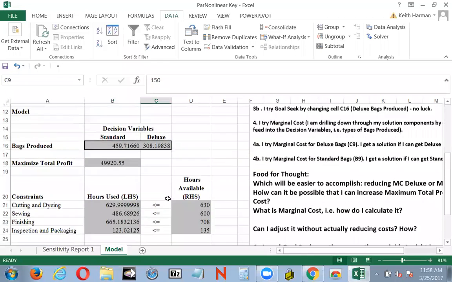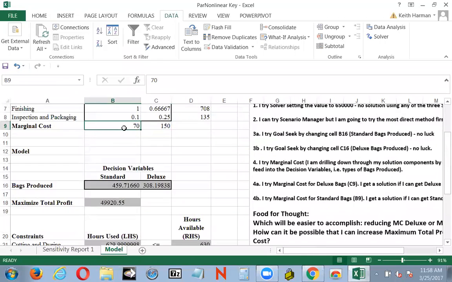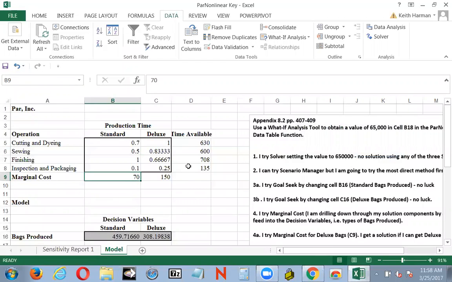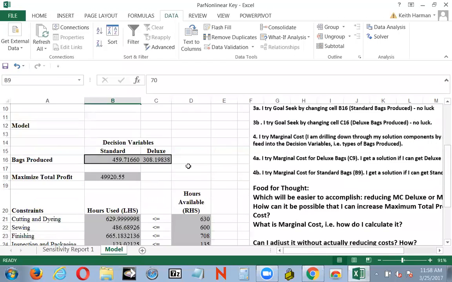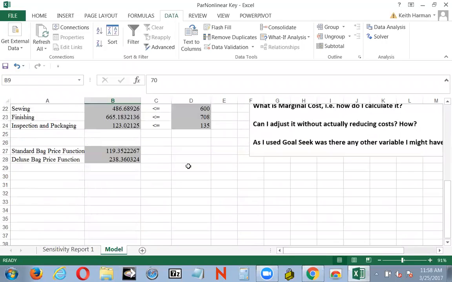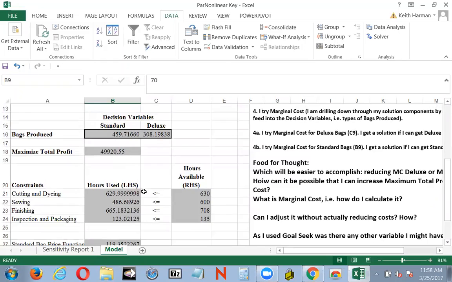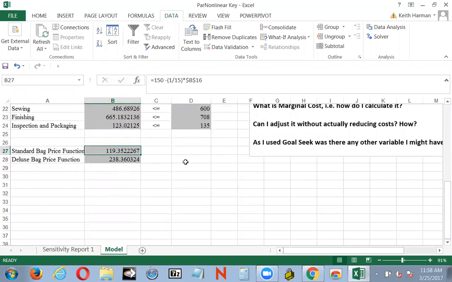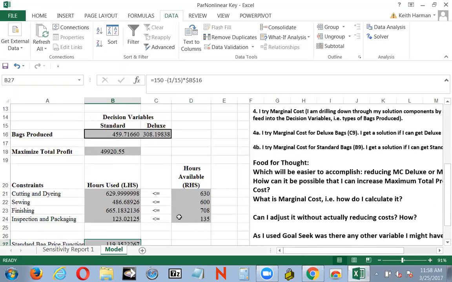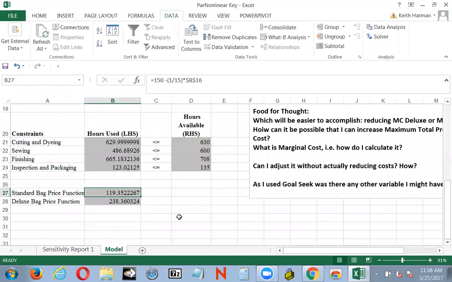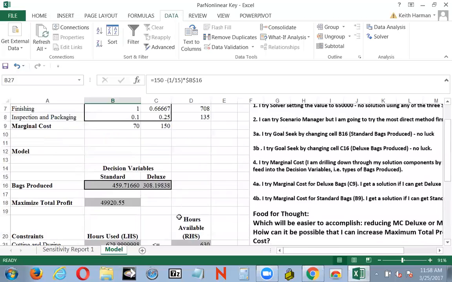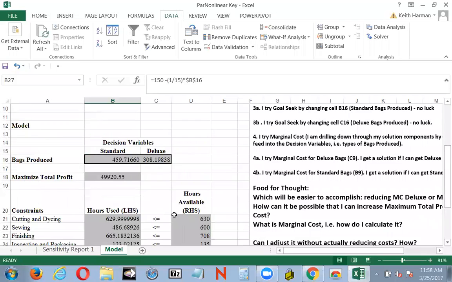So the issue in terms of the marginal cost, so we would just have to work through here, and we're going to have the total cost and fixed cost figures there in order to get that. But we do know that we can do that because what we have right here, we have a price function. Okay, and that price is, and let's look at it for a moment. It's 150. The standard bag price function equals 150 minus 1/15 times B16. B16 is the bags produced.